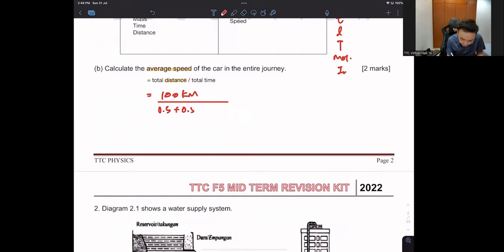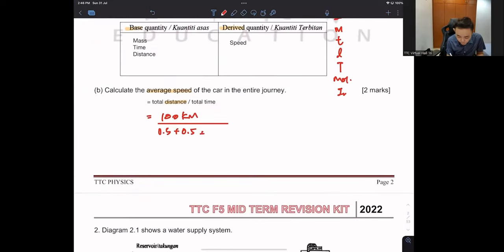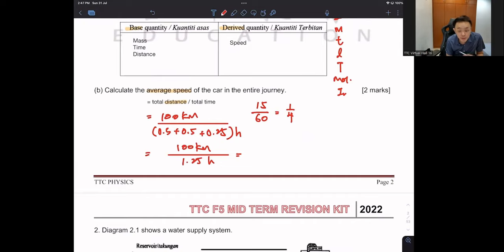0.5 plus 0.5. 15 minutes is actually 0.25 hour. Am I right? 1 hour has 60 minutes, so 15 minutes becomes 0.25. So down here it's hours, up here it's km. So it will be 100 km divided by 1.25 hours. How much do we get? 80 km per hour, is it?